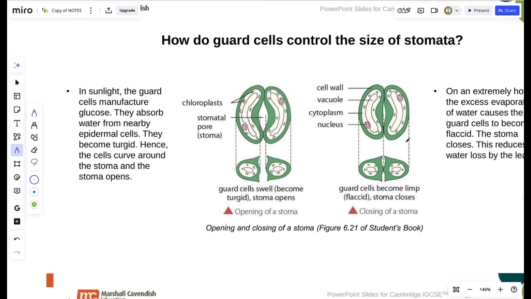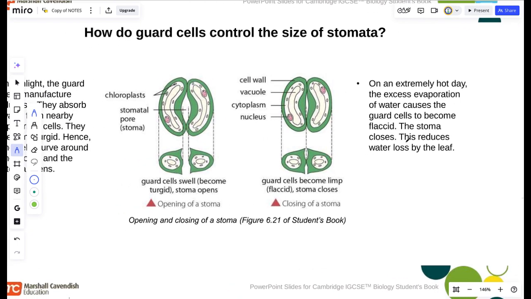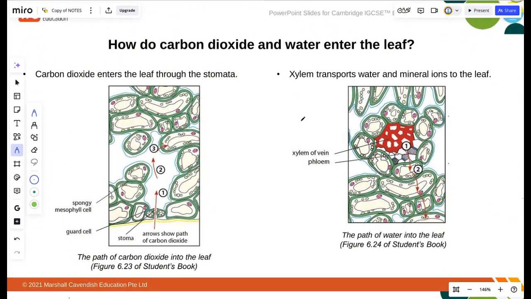Okay, during an extremely hot day, the excess evaporation of water causes the guard cells to become flaccid. Because during the hot day, a lot of water will evaporate and start going out from here. When it goes out, the guard cells will no longer be turgid. Turgid means containing a lot of water. So when the water evaporates as water vapor, the guard cells become flaccid. The stomata closes again and reduces the water loss by the leaf. So this is the process that is taking place, opening and closing.